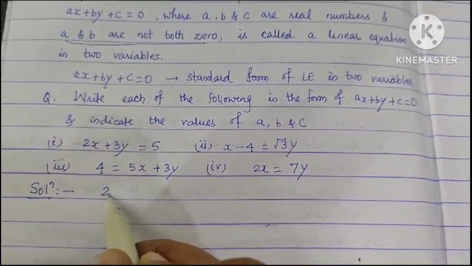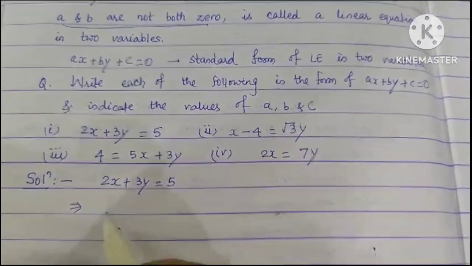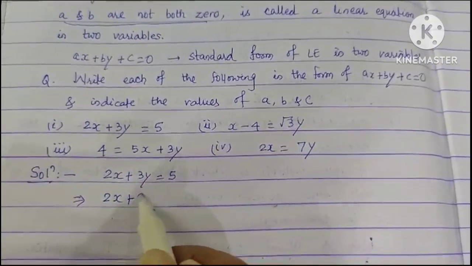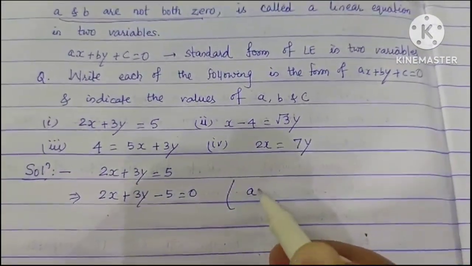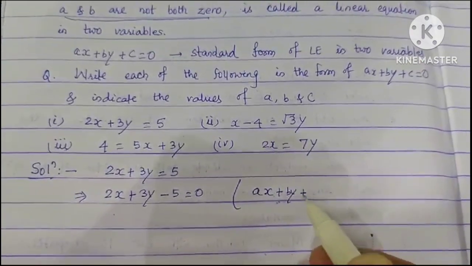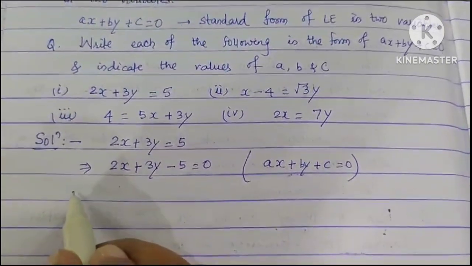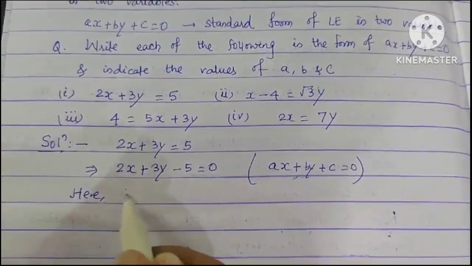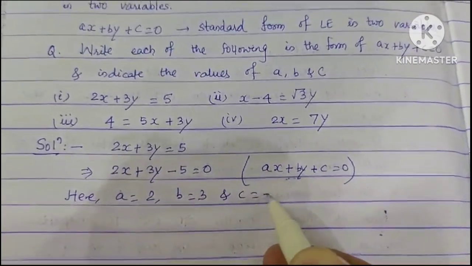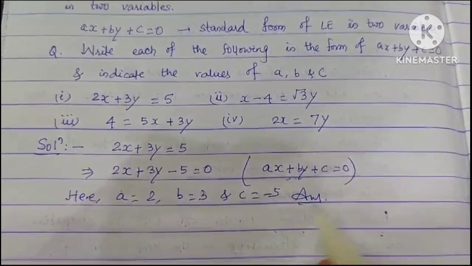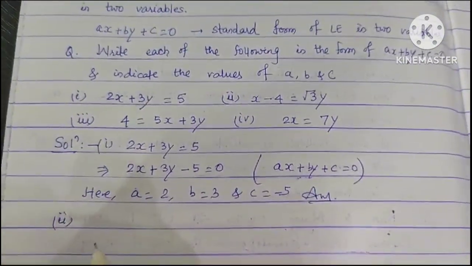So the first one is 2x plus 3y is equal to 5. We will write it in the standard form. What will be the standard form? 2x plus 3y minus 5 is equal to 0. And we will compare this with ax plus by plus c is equal to 0. This is the way of solving such questions. So here a is equal to 2, b equal to 3 and c equal to minus 5. This will be our answer. First one done.